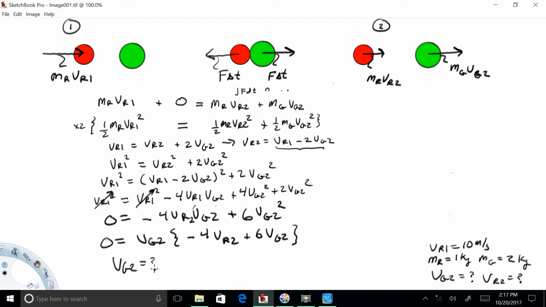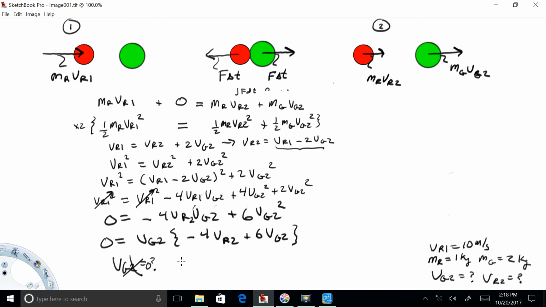Well, if we look at our original problem, this guy starts from rest. Then it experiences an impulse to the right. There's no possible way that this green mass is not going to be moving to the right if this is the only force acting on it. So this thing can't end up with a velocity of 0. So this VG2 equals 0, we're going to throw that one out, no way.